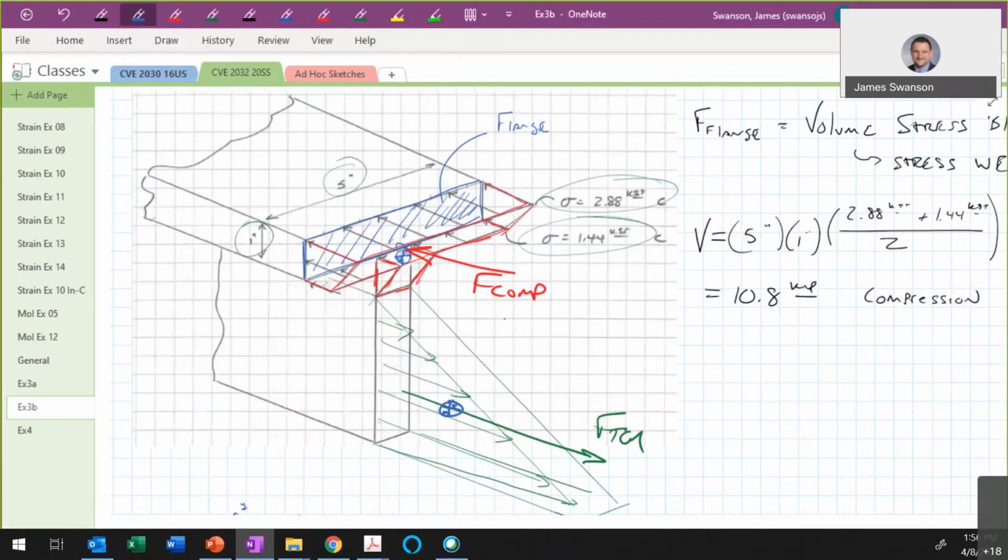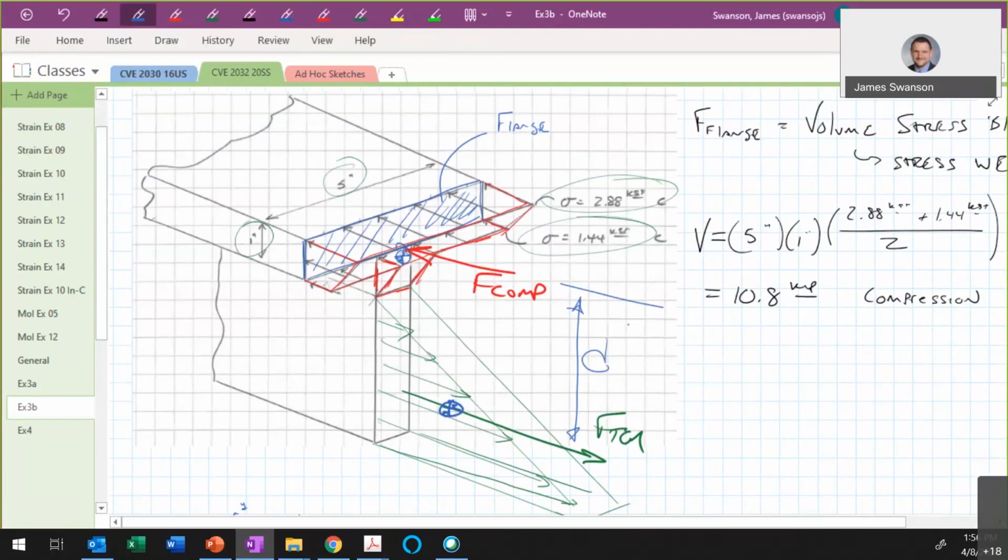Now, in order for that to be in equilibrium in the z direction, the force that's in tension has to be equal to the force that's in compression. Otherwise, there would be an acceleration. So there has to be equilibrium there. There's also a distance between these two forces, so there's some moment arm. We could call it D.